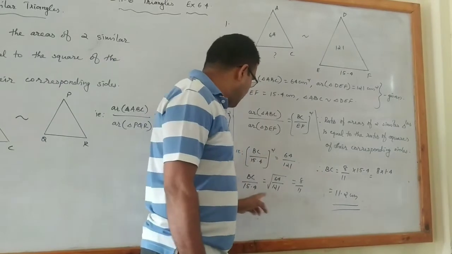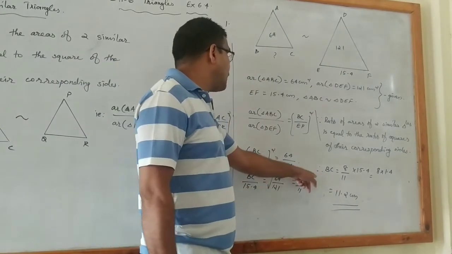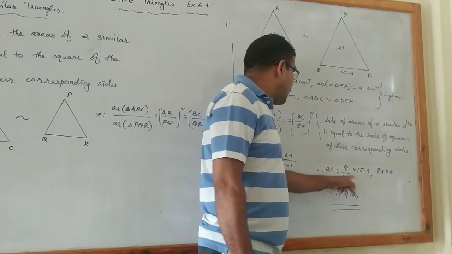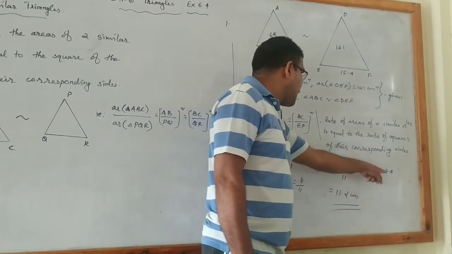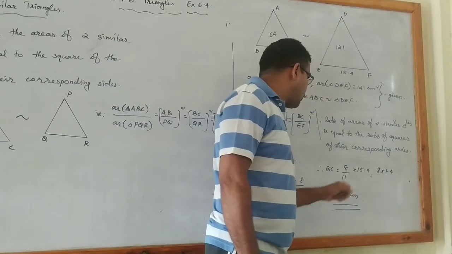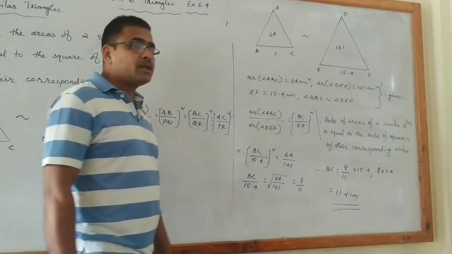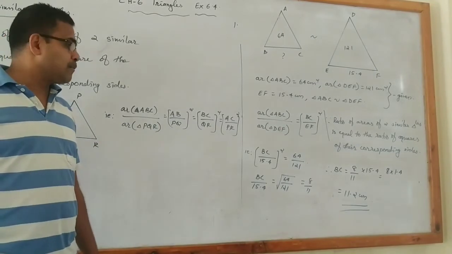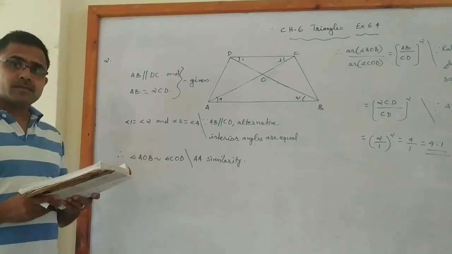Therefore, BC, we cross multiply, 15.4 goes up to the numerator. That is 8 by 11 into 15.4. This 11 and 15.4 we can cancel by 1.4. That is 8 into 1.4 equals 11.2 centimeters. That is the value of BC, we get 11.2 centimeters.